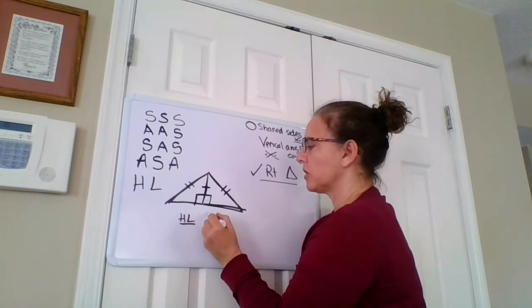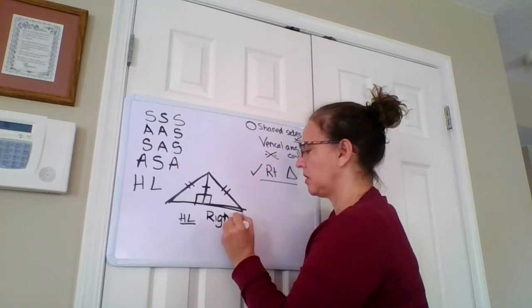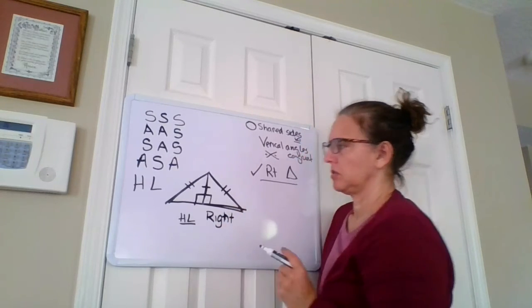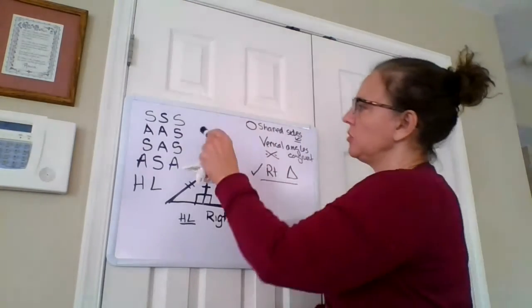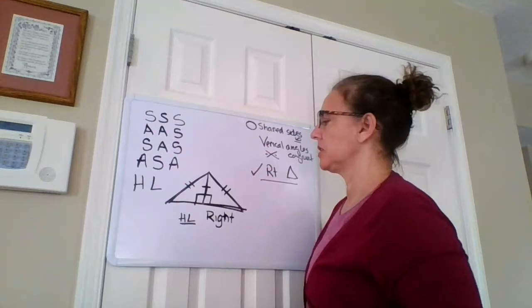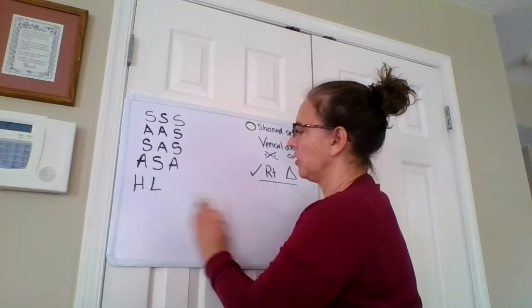This only works on right triangles. Those are the 5 shortcuts, 1, 2, 3, 4, 5, that you can use and that you will use when completing your test.